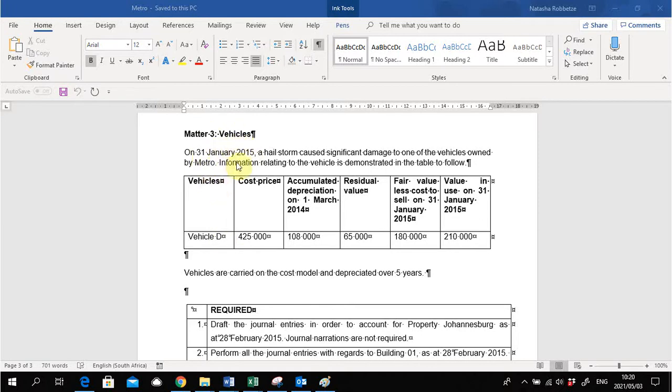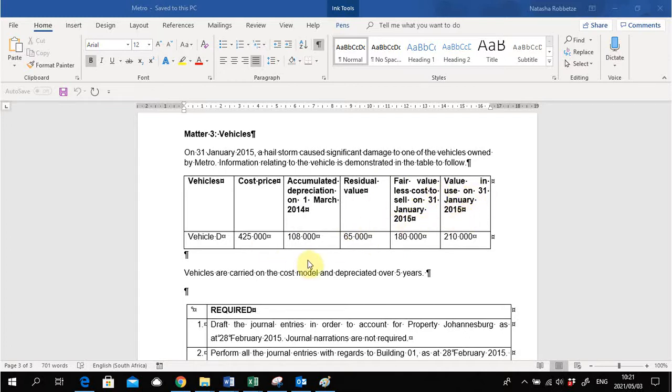So they say on the 31st of January 2015, you have an issue where there's a hailstorm and now this asset is damaged. So they provide you with the cost price and the accumulated depreciation, and this is at the beginning of the year. Very important to notice. Then you have a residual value. In this instance, you will use the residual value, because the residual value is only ignored if you are working with IAS 40, but in this instance, it's PPE, so it will be taken into account. Then the rules of impairment loss say you need to take the higher of fair value less cost to sell and value in use. And look at the date, 31st January.